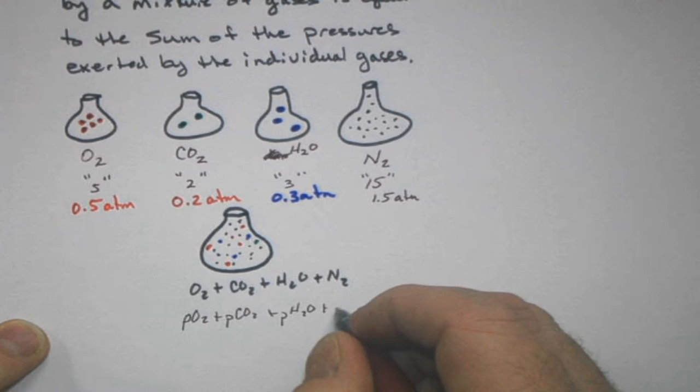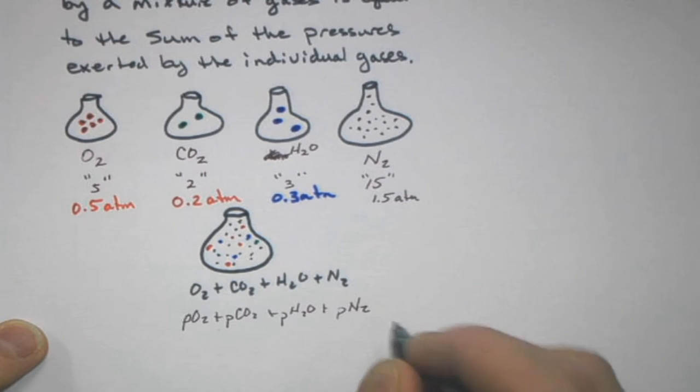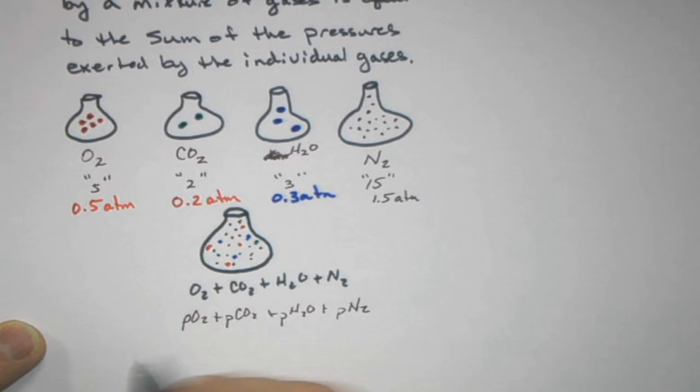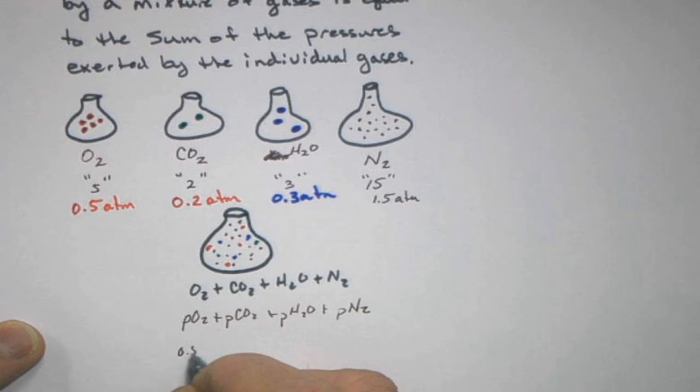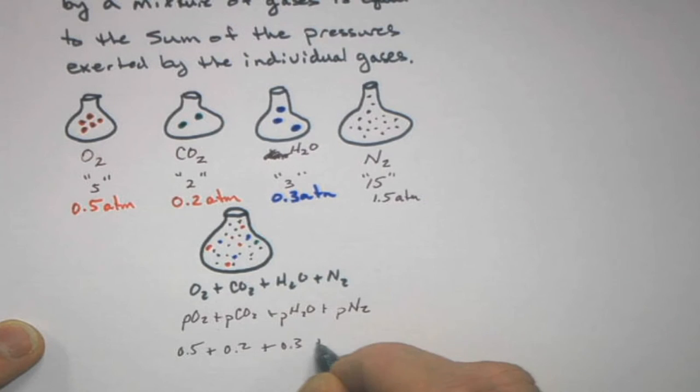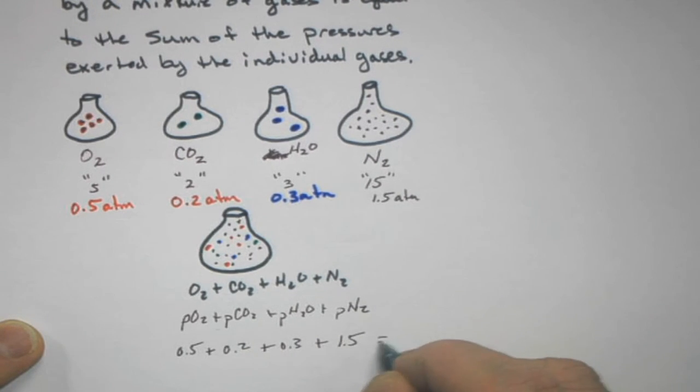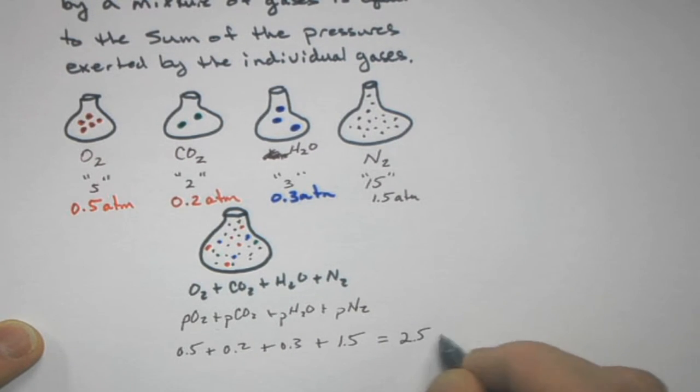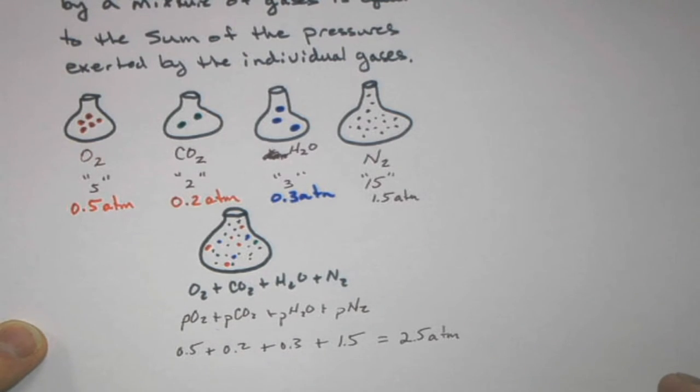Okay. Plus the pressure of the N2. If we add them all together, so it'd be 0.5 plus 0.2 plus 0.3 plus 1.5. All these are going to equal 2.5 atmospheres. The fact that this is correct is Dalton's partial law of pressures.